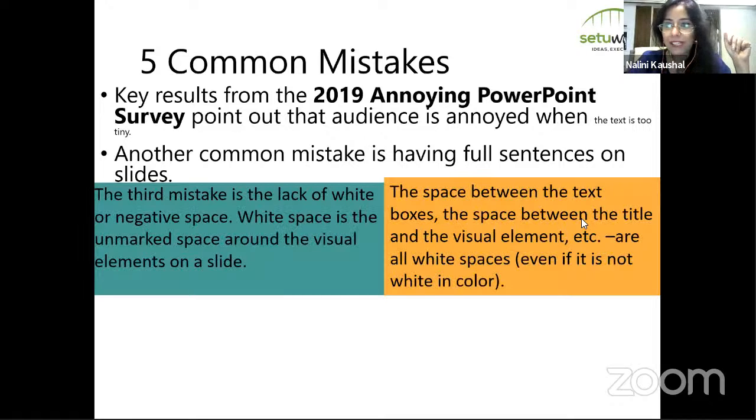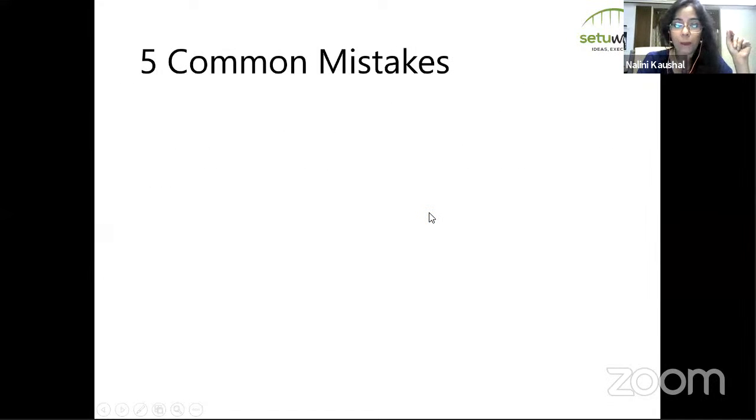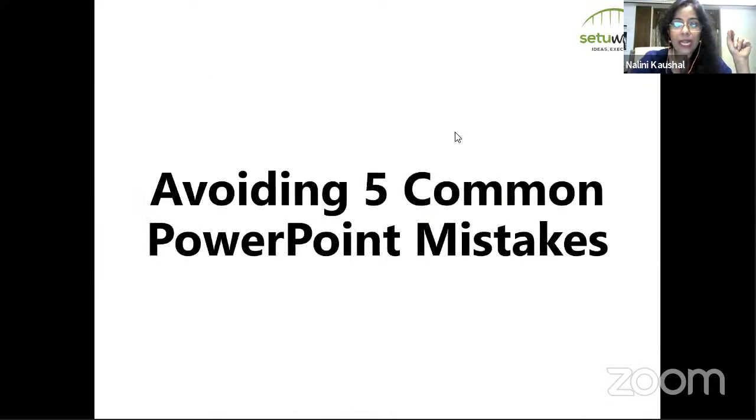The third mistake is the white space. So white space is basically any area that is left blank around the object. So it's not necessarily white in color. So if we go up to our previous slide, all that you see here is, of course, the white space, not because it's white in color, it's also called negative space, but it's also the space between.